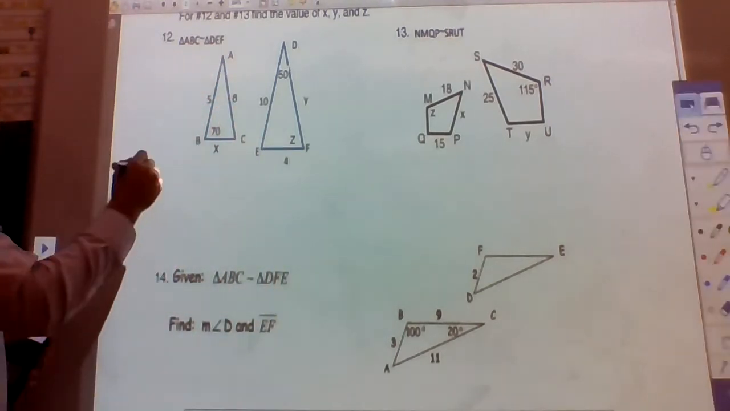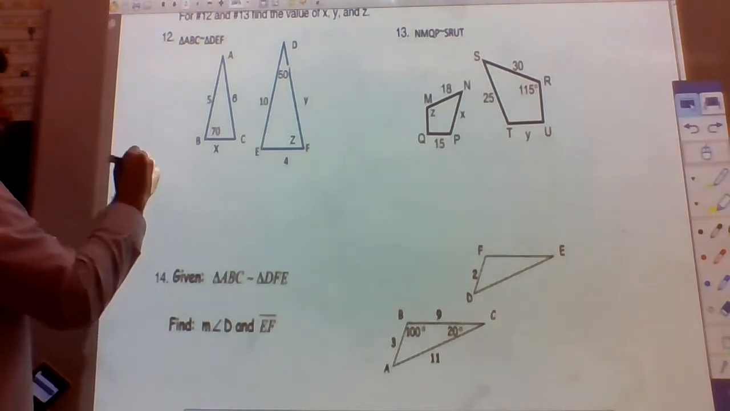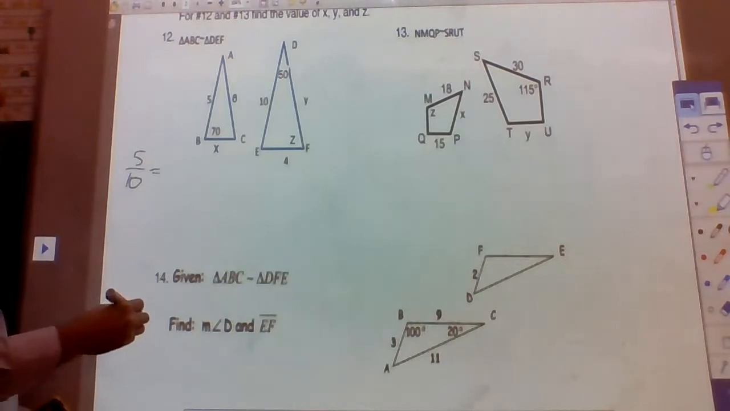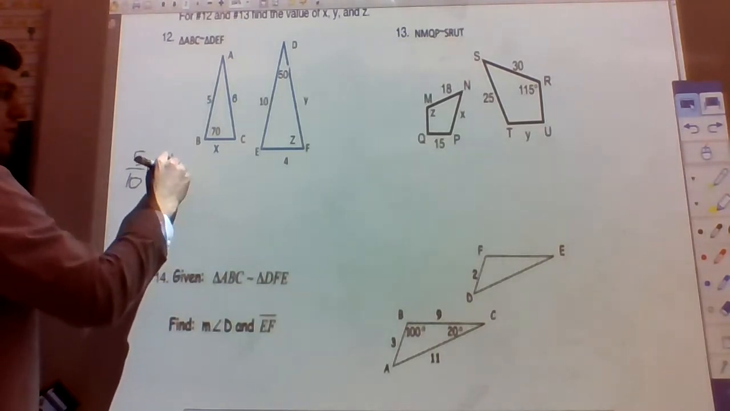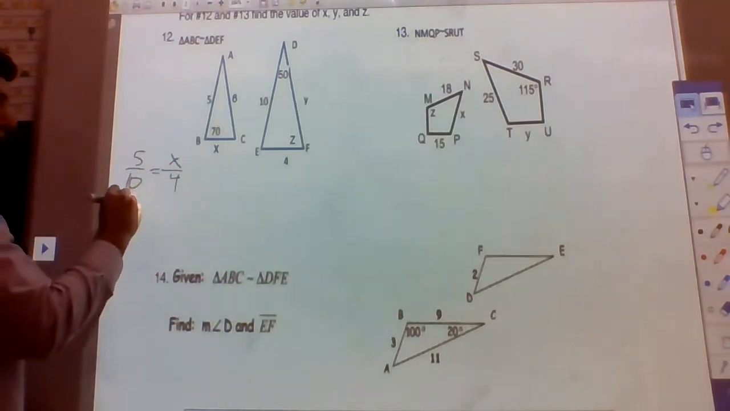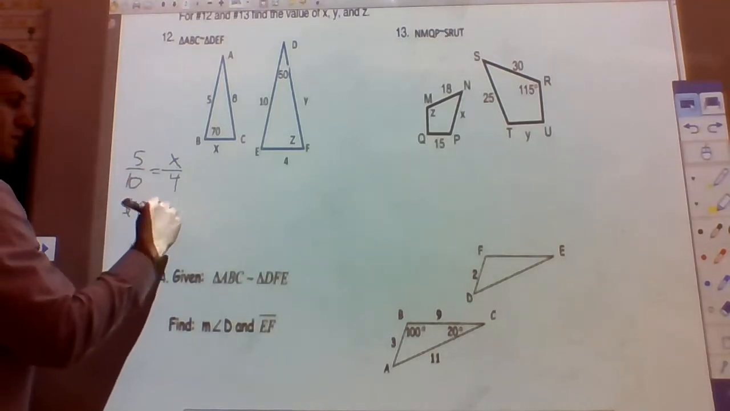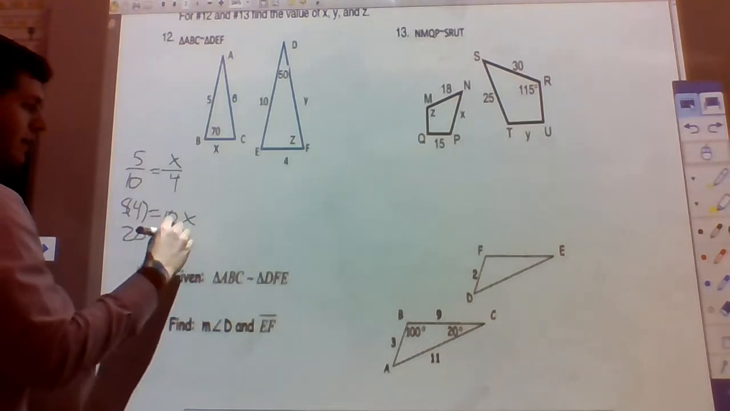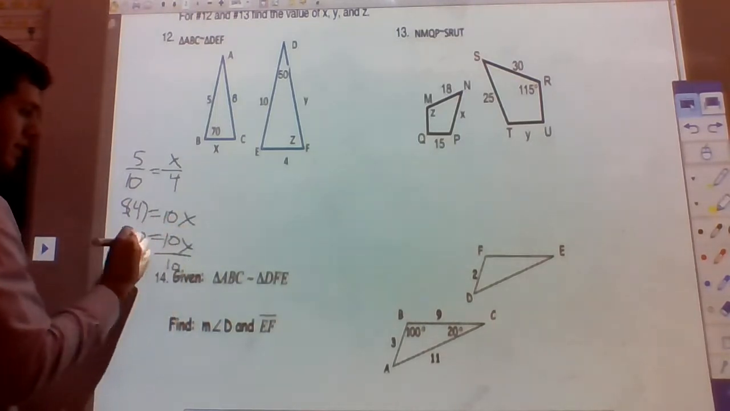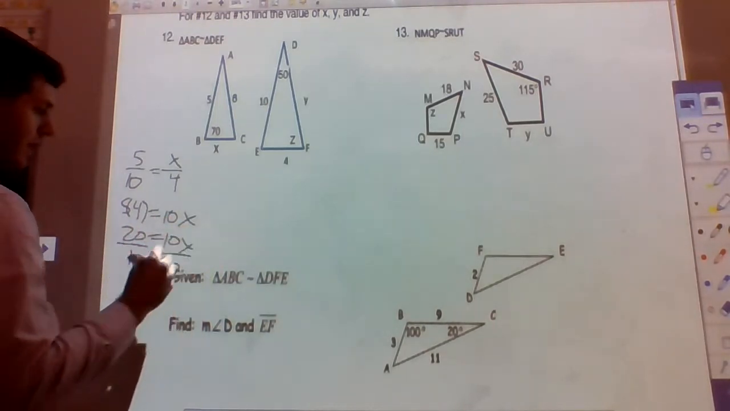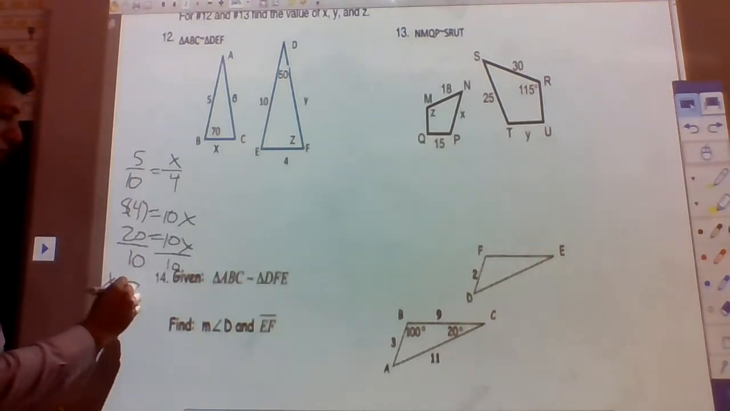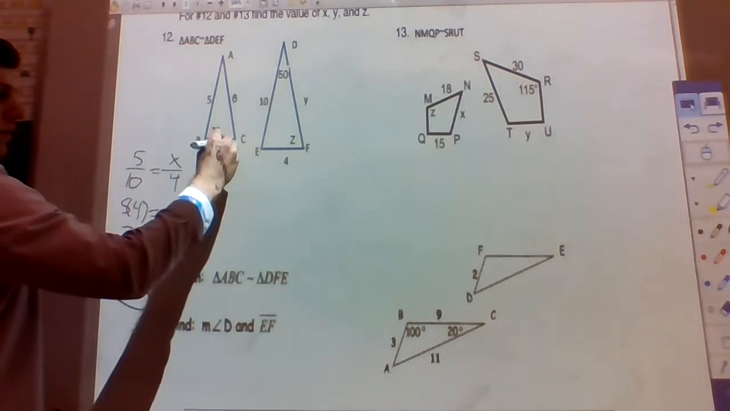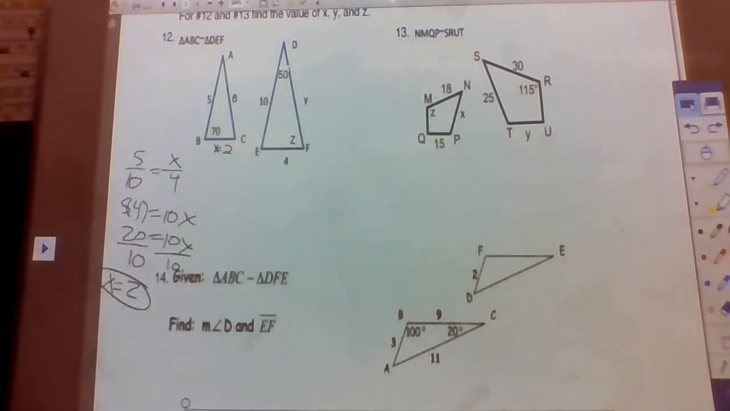Okay, so we know 5 is going to correspond with 10, and x is going to correspond with 4. Cross multiply, 5 times 4 equals 10 times x. So 20 equals 10x. Divide by 10, and we get x equals 2. X equals 2.